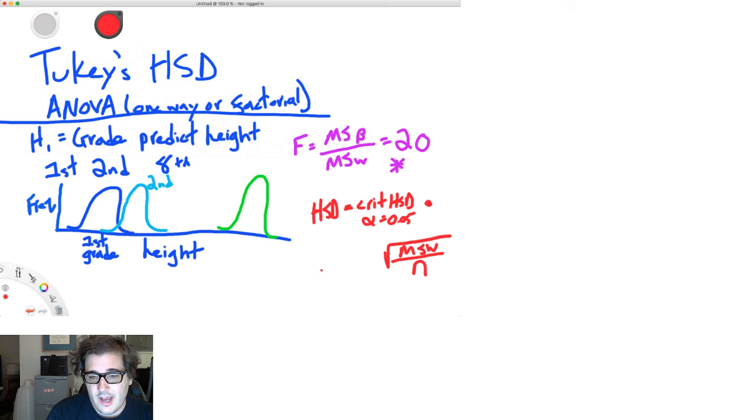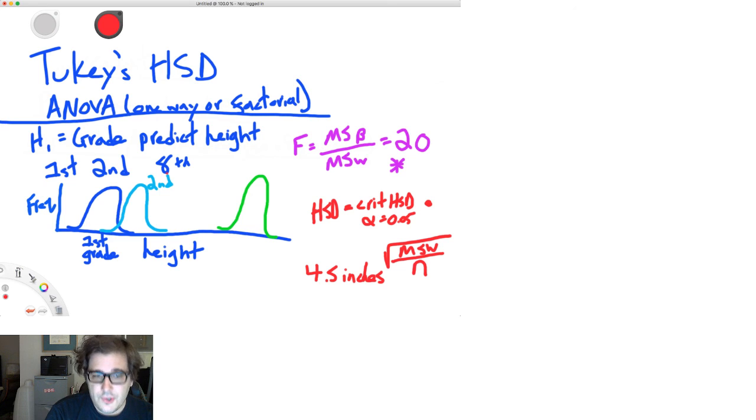Let's say it's 4.5. And remember that the unit of this is inches, so that's what you're measuring. What this tells you is that these two means have to be at least 4.5 inches apart for you to say that second graders are significantly taller than first graders. This has to be at least 4.5 inches to say eighth graders are significantly taller than second graders. And then this difference from first to eighth has to be at least 4.5 inches as well.